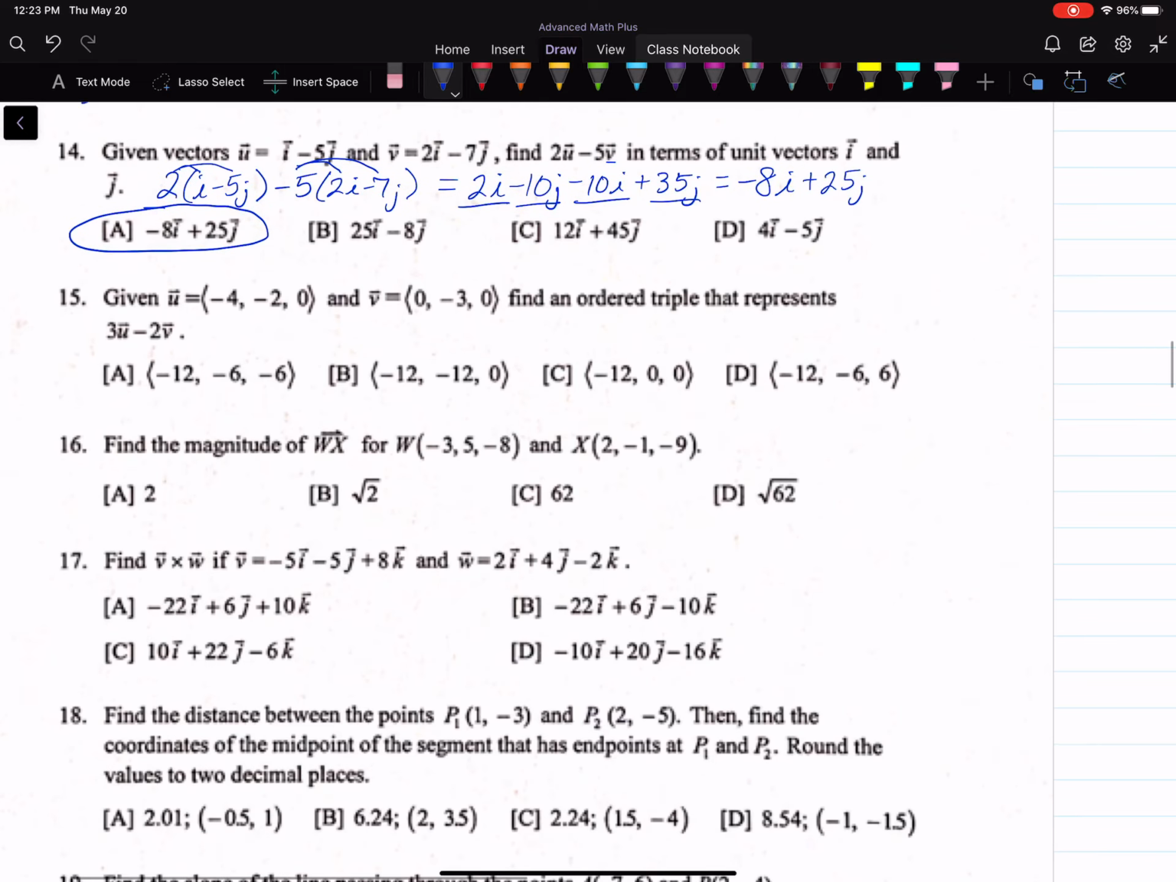Number 15's the same thing. One difference is it's a triple instead of a pair. So that just means you do everything 3 times instead of twice, just because it's a triple. But basically it's the same thing. We're going to have 3 times vector u, which is negative 4, negative 2, 0, minus 2 times vector v, which is 0, negative 3, and 0.